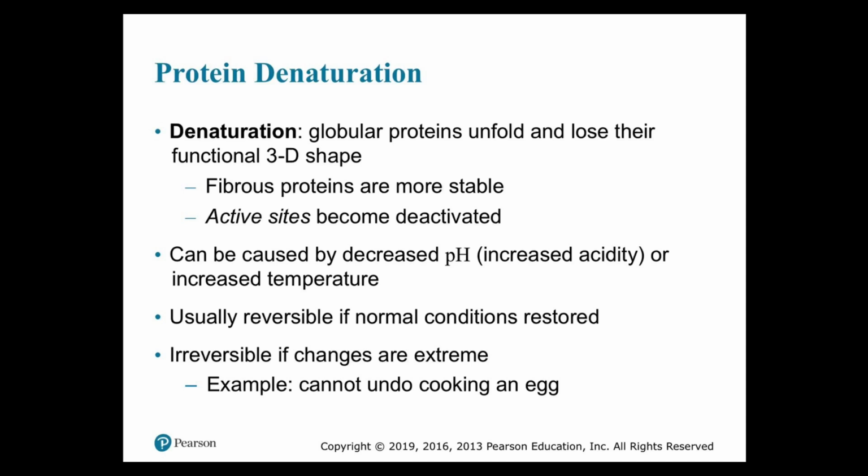Denaturation can be caused by decreased pH, or in other words, an increase in acidity, or also an increase in temperature. It's usually reversible if normal conditions are restored. However, it can be irreversible if changes are too extreme. So, for example, when you cook an egg, you cannot uncook it.